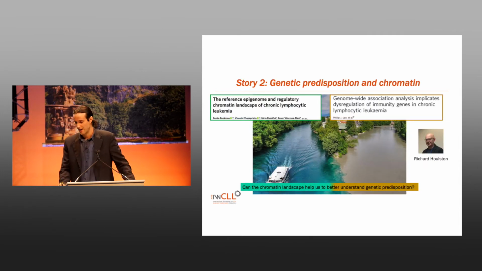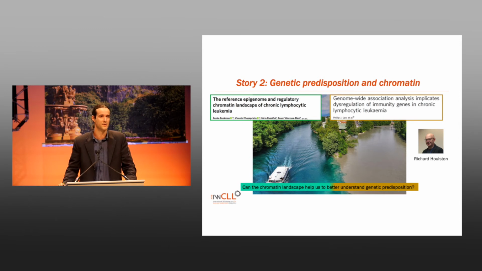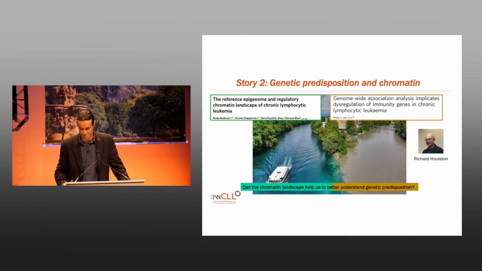The second story highlights the power of collaboration. Groups working in CLL, but in totally different fields. The group of Richard Houlston, a world expert in genetic predisposition to CLL, have identified over 40 risk loci that predispose to disease, and we came with our map of the functions of the genome based on the epigenome. And the question was, can chromatin landscape help us to better understand genetic predisposition in CLL?